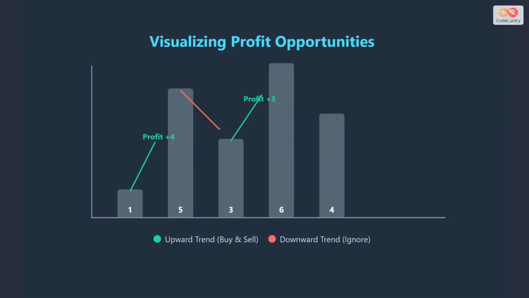If we plot these numbers on a graph, it becomes much clearer. We are looking for upward trends. Notice the green lines going up? Those are our profit opportunities. The red line going down? That is a loss, and since we are smart investors, we just simply don't hold stock during those periods.